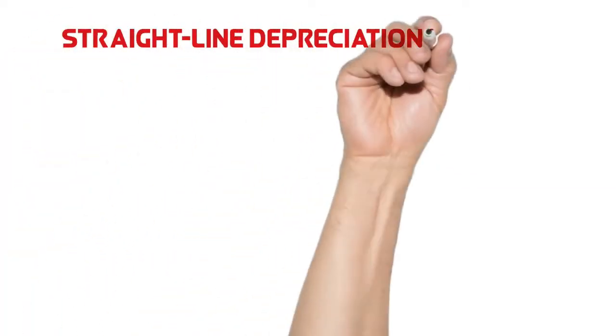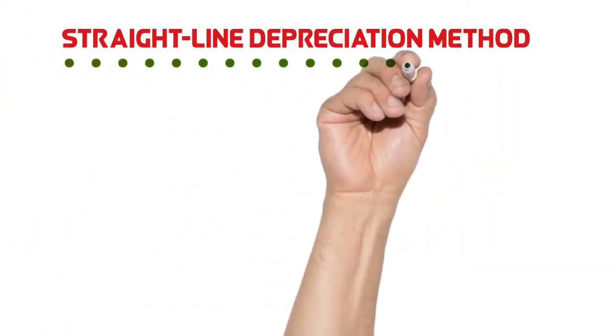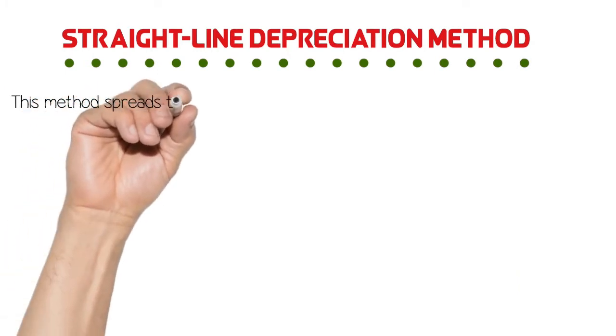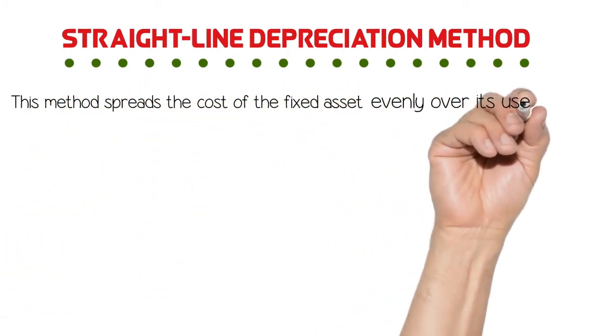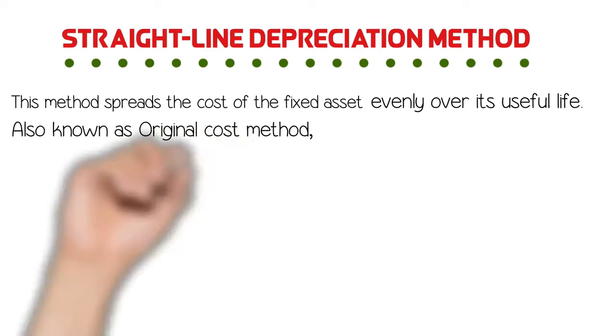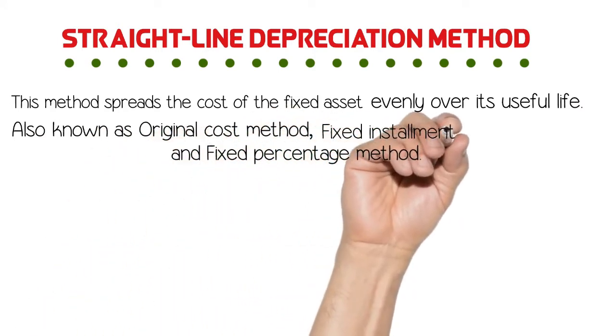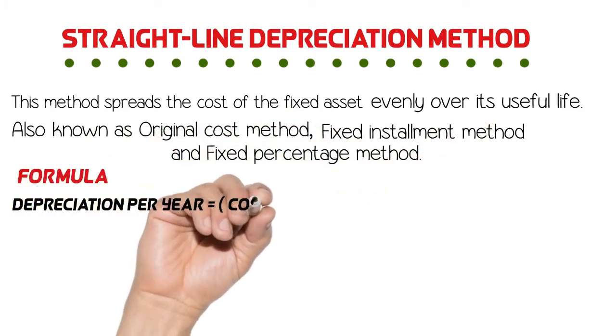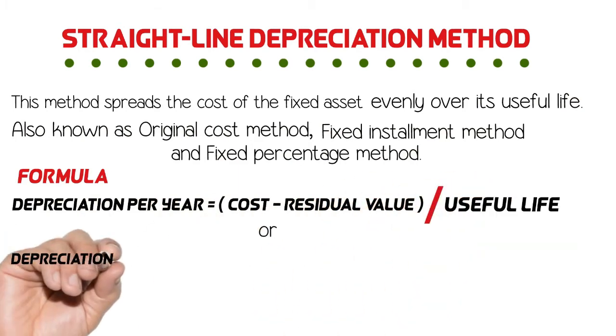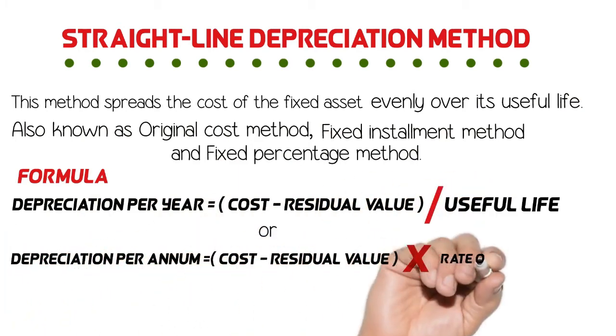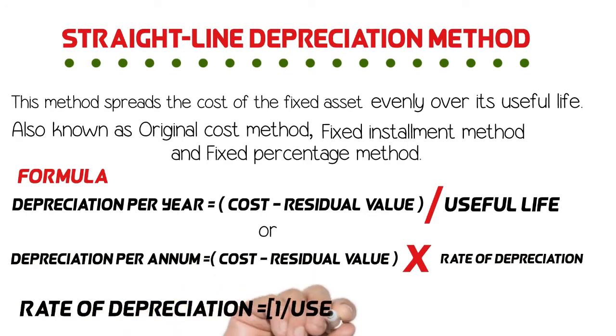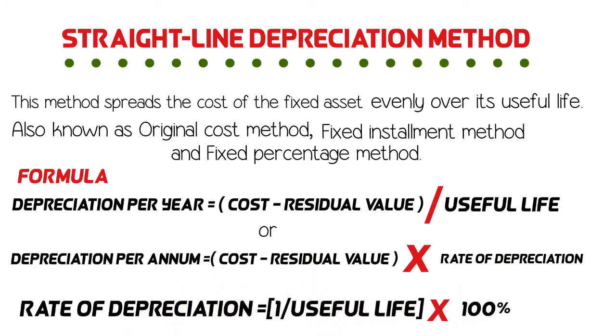Let's move to discuss the straight line depreciation method in detail. This method spreads the cost of the fixed asset evenly over its useful life. It is also known as the original cost method, fixed installment method, and fixed percentage method. The formula is cost less residual value divided by useful life. You may use another formula: cost less residual value multiplied by the rate of depreciation. The rate of depreciation is equal to 1 over useful life multiplied by 100.